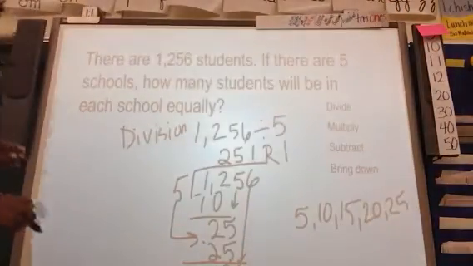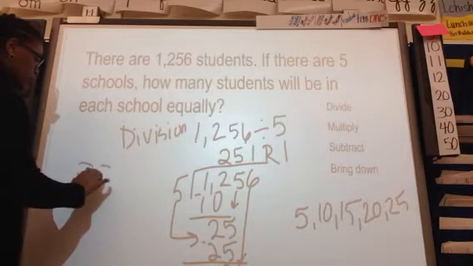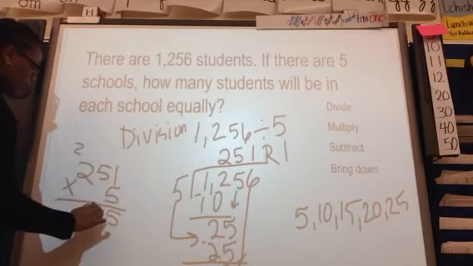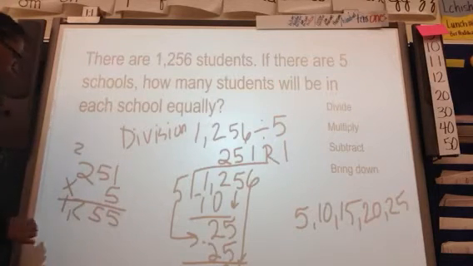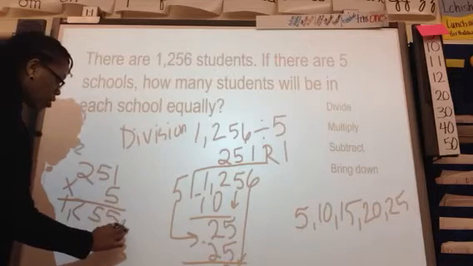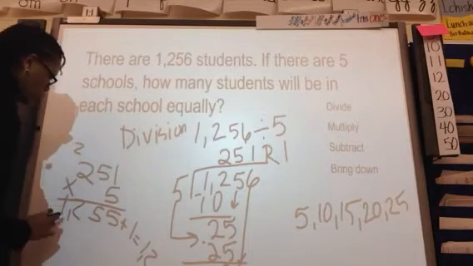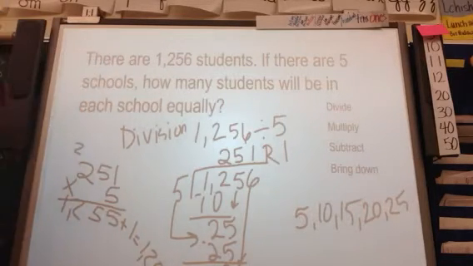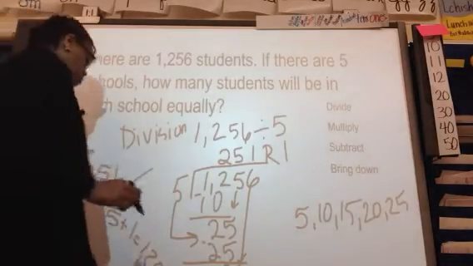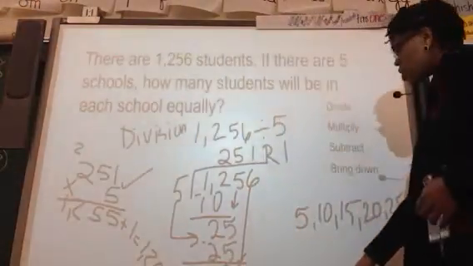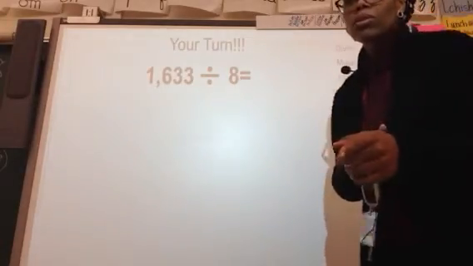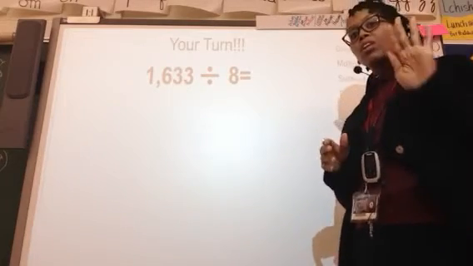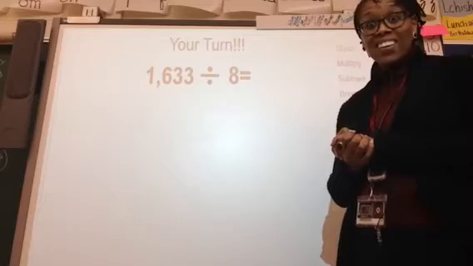Now, let's look at this. One way to check your answer is to go back and multiply. So we take 251 times 5. We get 1,255, plus the remainder 1 is 1,256. So you know your answer's right, you get your check going, you feel confident. Let's go to our next page, which is, hey, your turn. Solve this using the long division strategy. Pause the video now, and we'll come back and we'll see how you do.